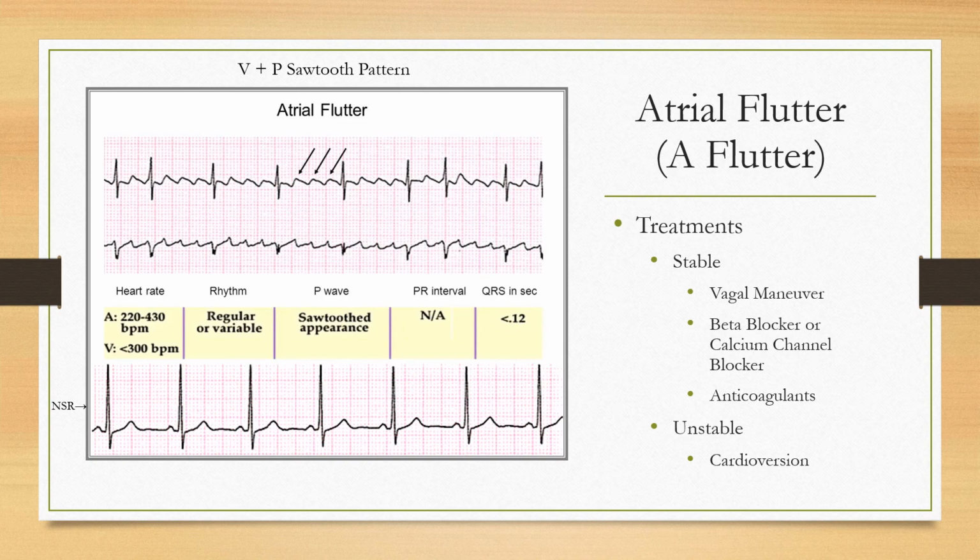Now, the other thing is we often put people on anticoagulants for atrial flutter. I mentioned that atrial flutter is similar to atrial fibrillation. So often people have atrial flutter and atrial fibrillation throughout the day. So they're kind of close cousins, okay? So often we'll give them anticoagulants because of the risk of forming a clot within the atrium.